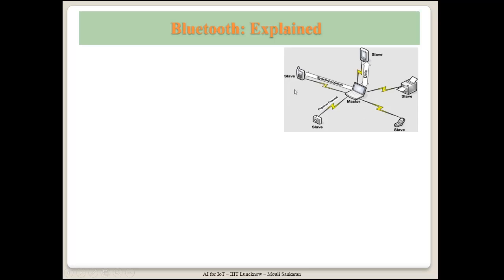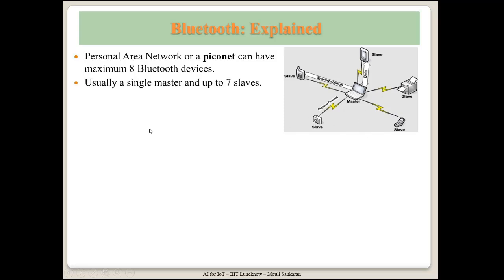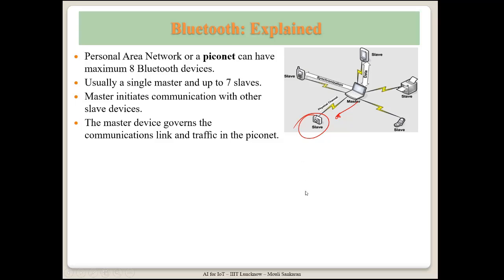So master and slaves are there. It's called a piconet. Maximum 8 devices including the master can be there: 7 slaves and 1 master. And the master initiates the communication. Then it provides the time when the slaves can communicate. They decide the time at which each slave device in the piconet can communicate.